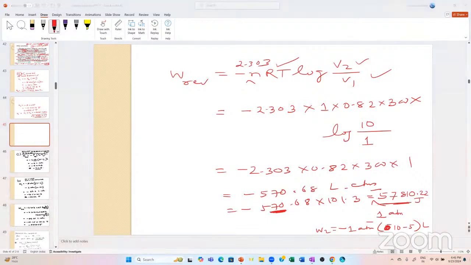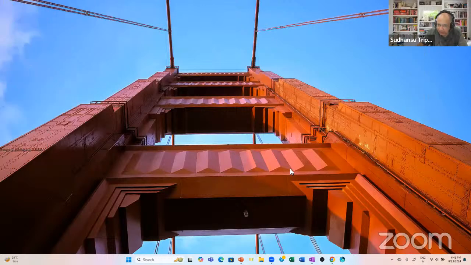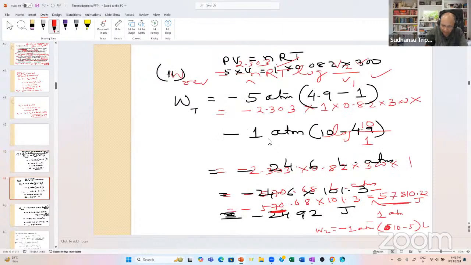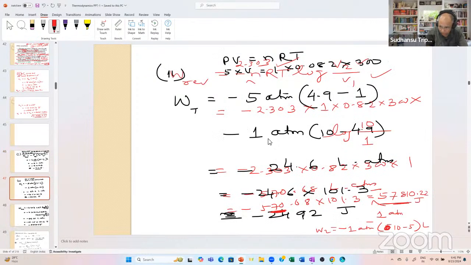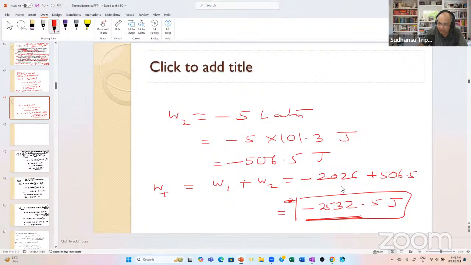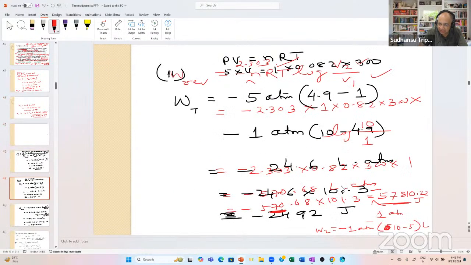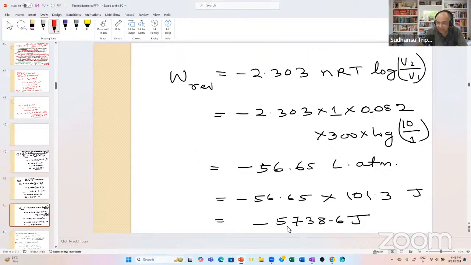Now my calculation is also here, you can have a look. Yes, 912 approximately. The one step process, two step process. I was annotating here. It is minus 2492. What we have got is 2532, my calculation approximately. Yeah, total, I got 2492. Doesn't matter. No, it was 5,738, not 57,000.